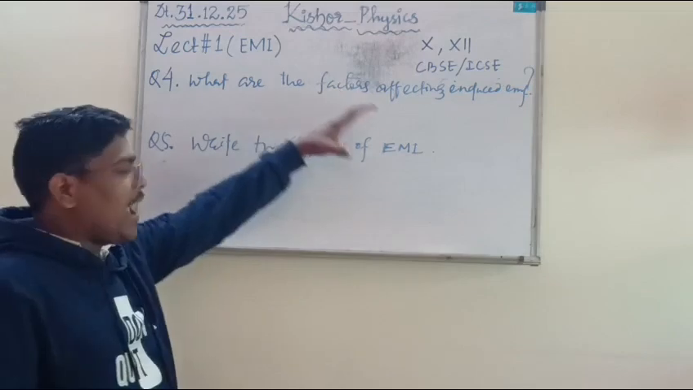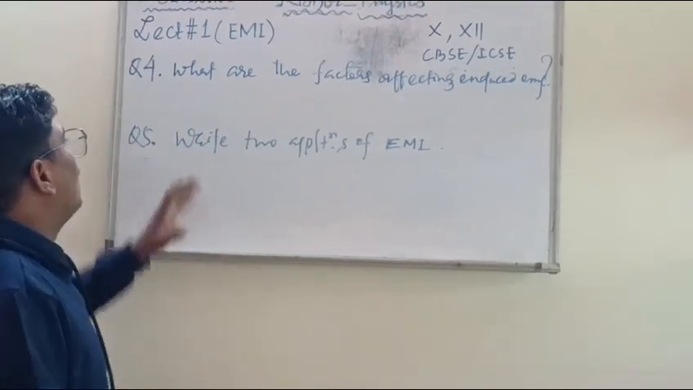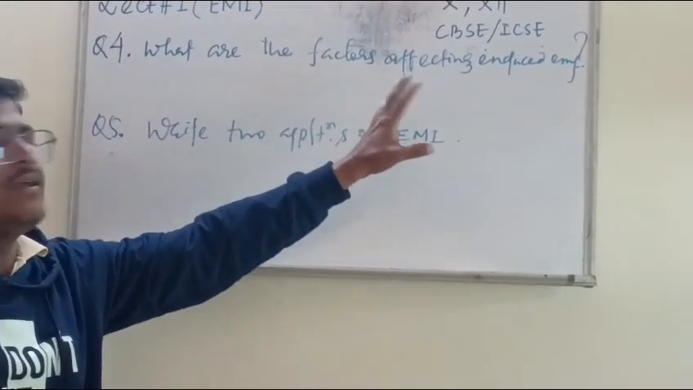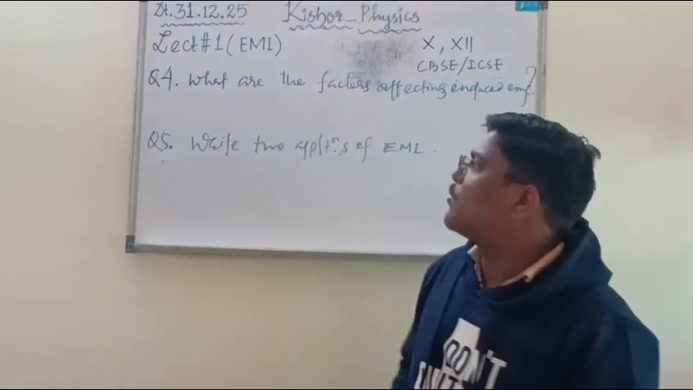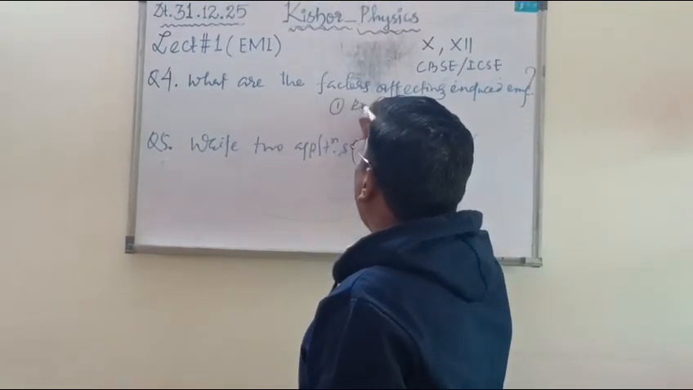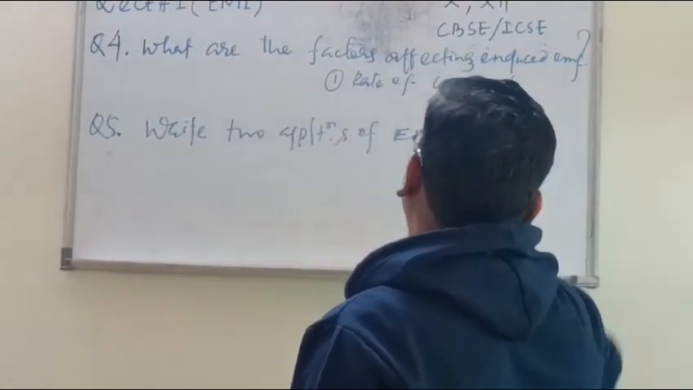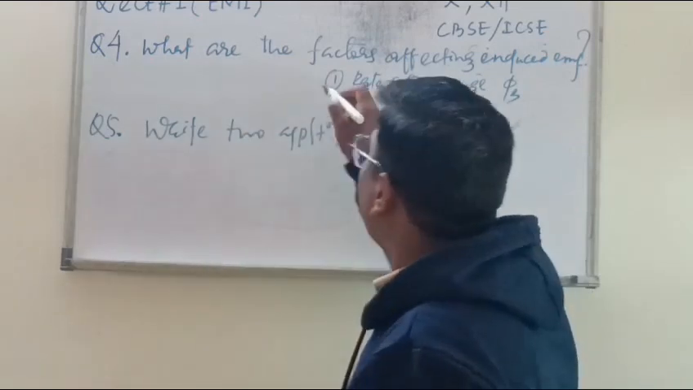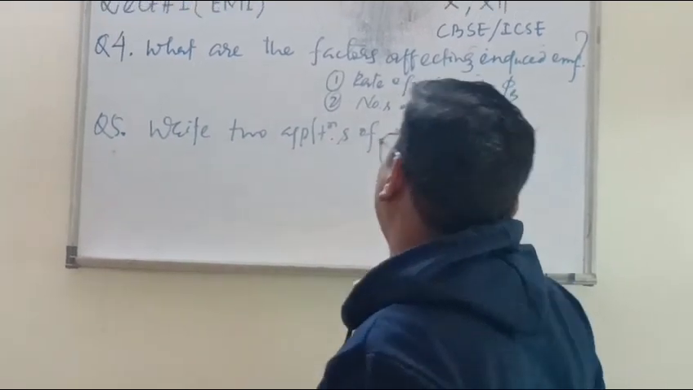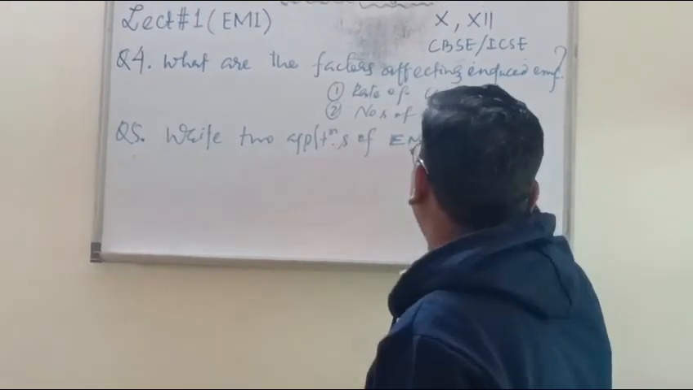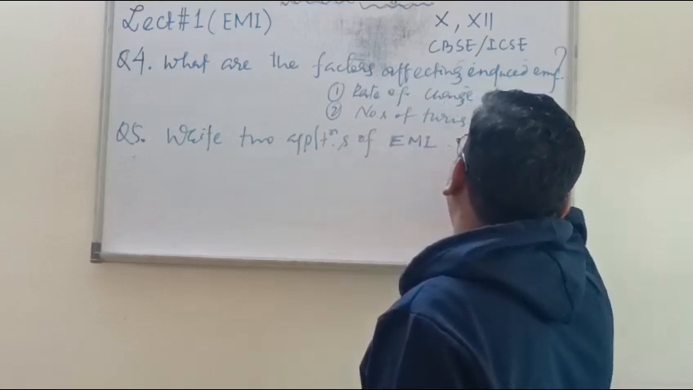Now come to the end part of my lecture today. What are the factors affecting the induced EMF? क्या क्या फैक्टर है जो इफेक्ट करता है इंड्यूस्ड ईएमएफ? एक है रेट ऑफ चेंज ऑफ मैग्नेटिक फ्लक्स, और दूसरा जो है वो है नंबर ऑफ टर्न्स, right? How many turns are there in the coil.